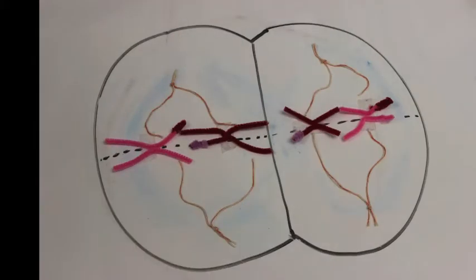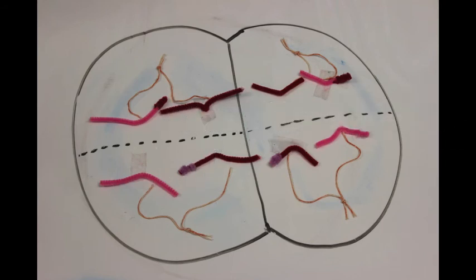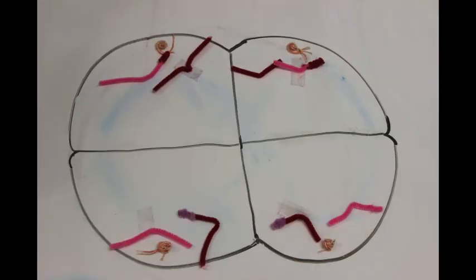Then the spindle fibers produced in prophase 2 attach to the centromeres of the sister chromatids. In anaphase 2, the centromeres split to become individual chromosomes, and the spindle fibers pull chromatids towards opposite poles of the cell. Random orientation means that the chromatids are not pulled in any particular direction.